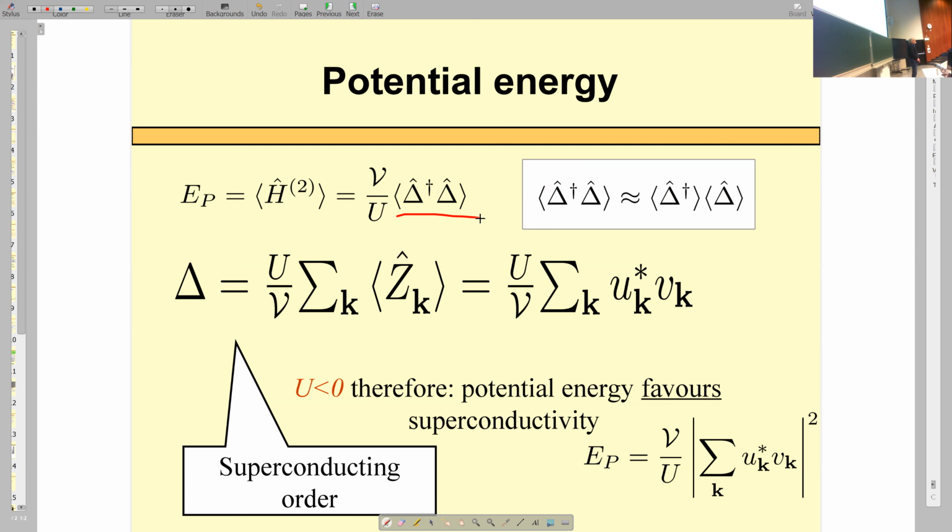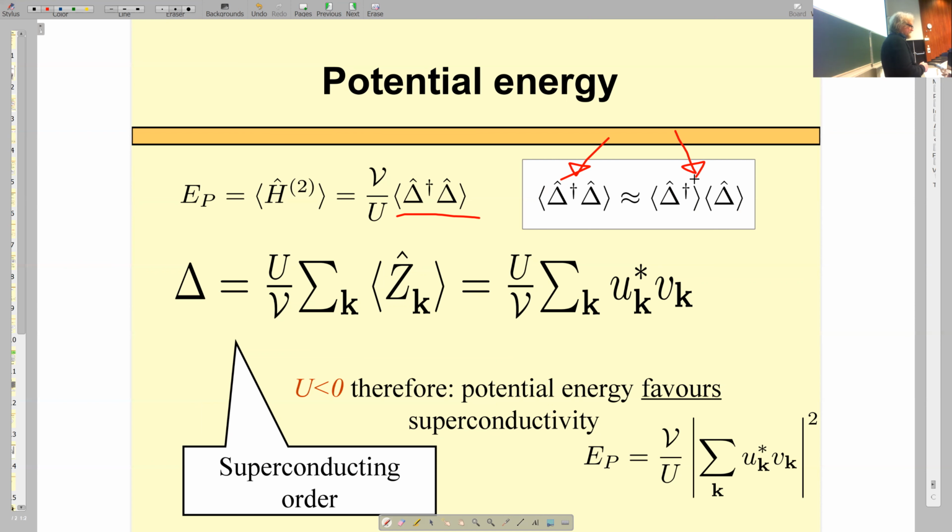you can replace this value with its average. Fluctuations of this value are small. To this end, we replace the average of the squared with the square of the average. Fine? Great. Let's work with this.